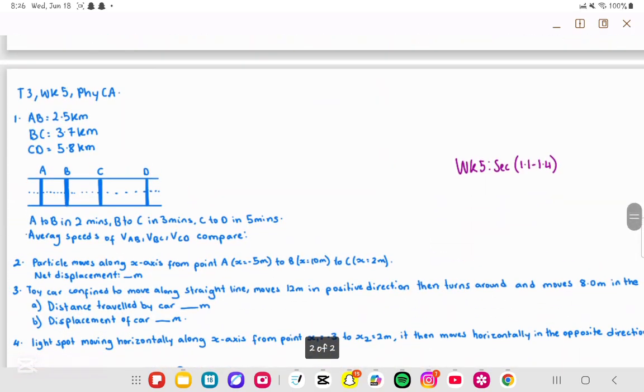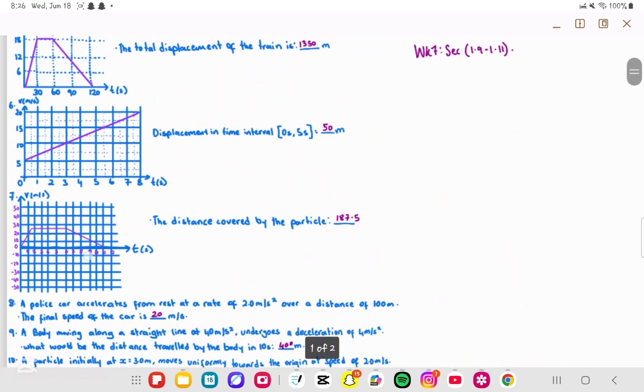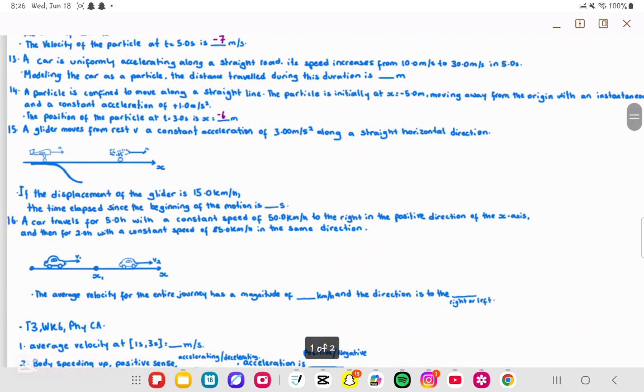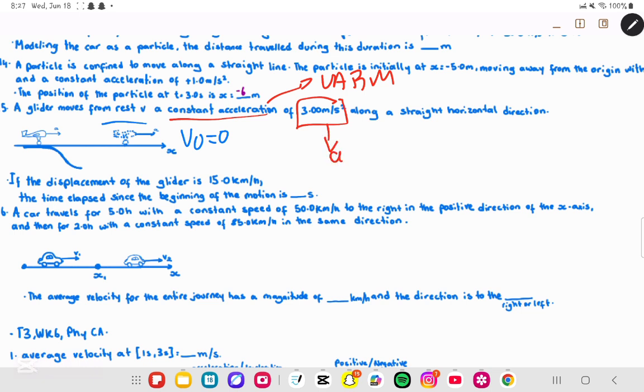So today I'll be explaining the remainder of the paper. Okay, so that means from question 15 we were on. So where's question 15? It's over here. A glider moves from rest. From rest means what? V initial is equal to 0 at a constant acceleration. Anytime you see constant acceleration, you think of UARM, of 3 meters per second squared. This is our acceleration along a straight horizontal direction.